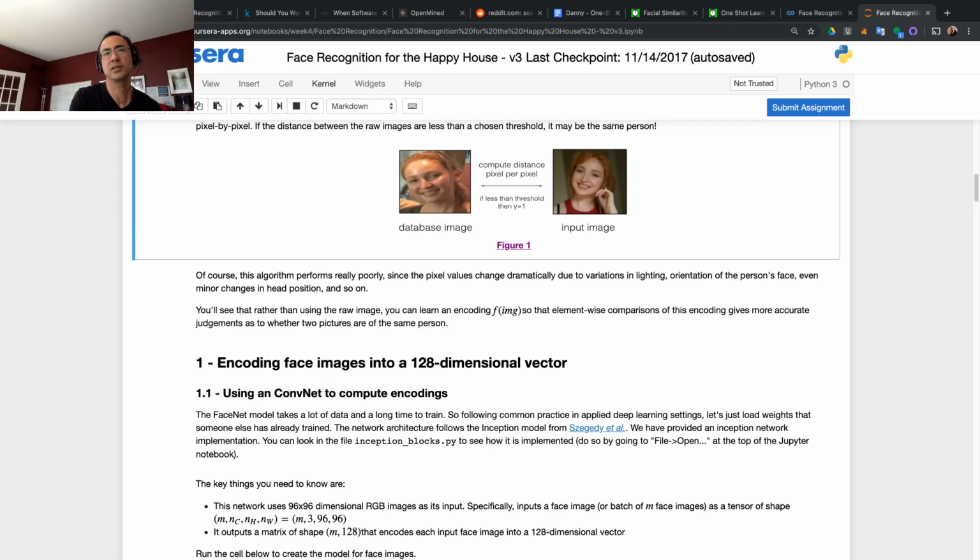Okay, so that's the purpose of this whole f thing. It's basically the one-shot learning algorithm or the deep learning algorithm. You encode. You can compare it pixel by pixel, element-wise, but it's not the same because there's a variation in lighting, the orientation of the person's face, minor changes in the head position. If you just do a point-wise comparison, then that doesn't work. So the purpose of this f, this function, this deep learning algorithm, is basically to extract the main features.